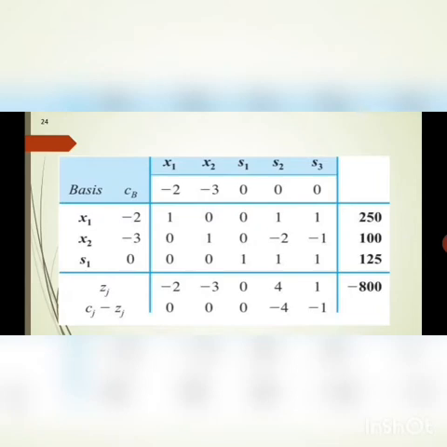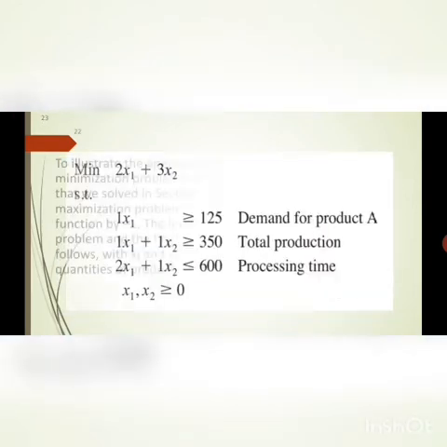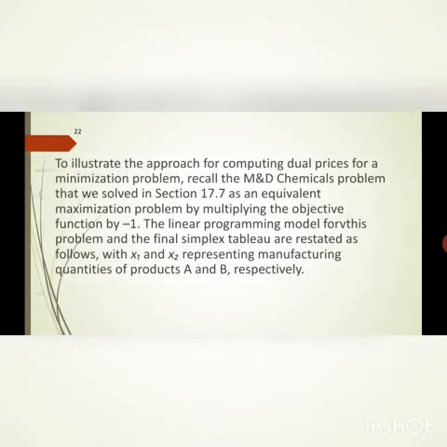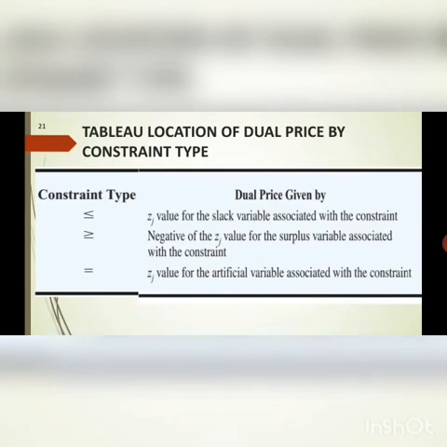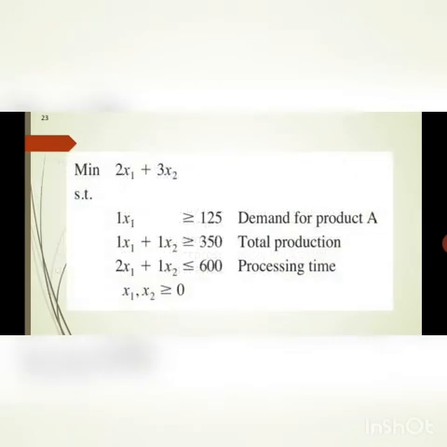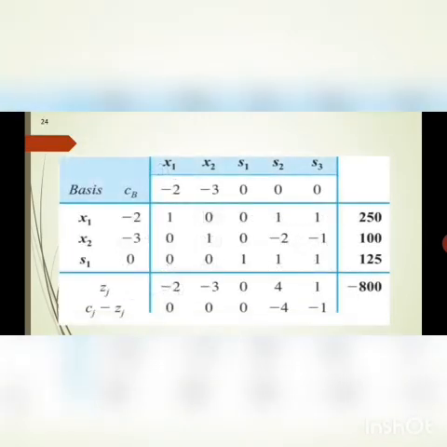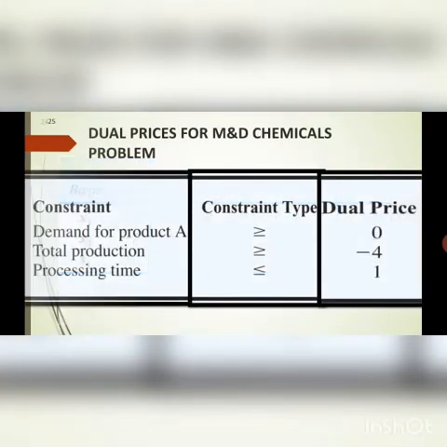So, the following rules are in the table of the tableau location of dual price by constraint type. That is here. That is the tableau location of dual price by constraint type. And here are the dual prices for the constraints in the M&D Chemicals problem. So we have the constraint type and the dual price.